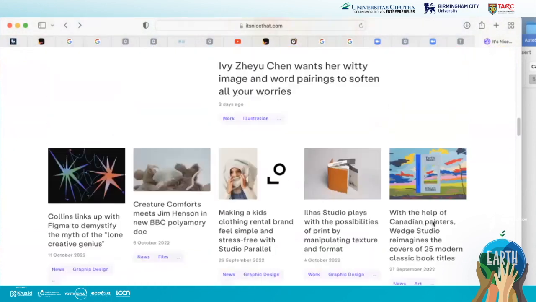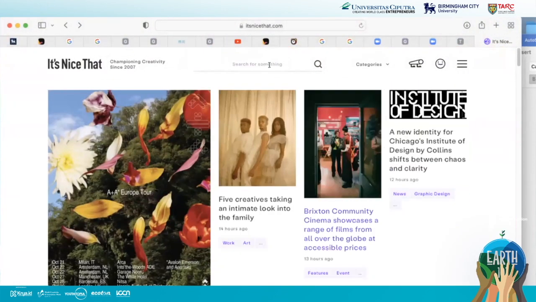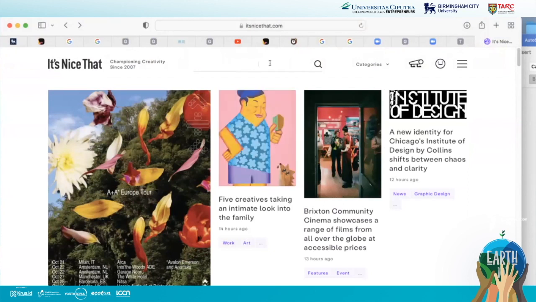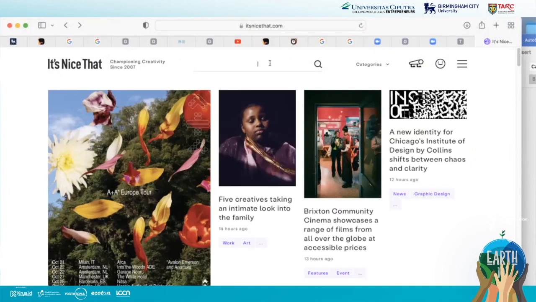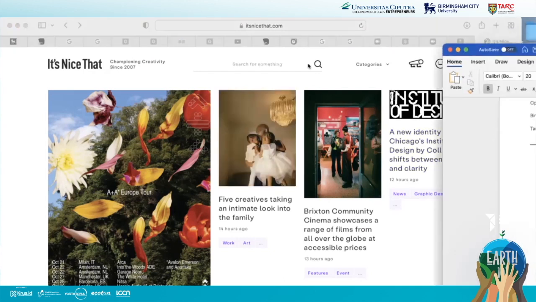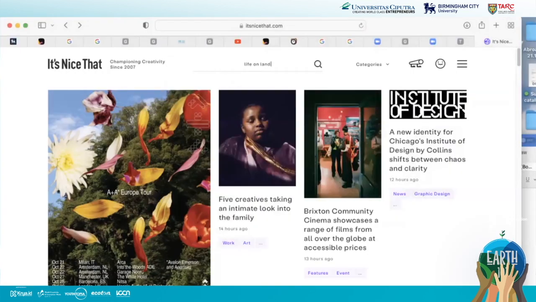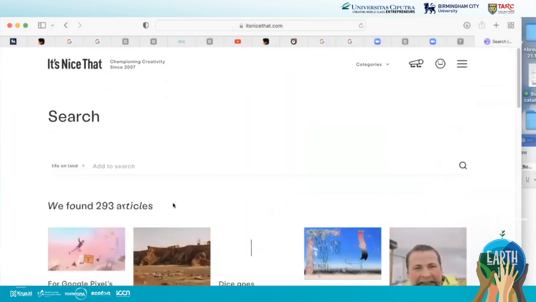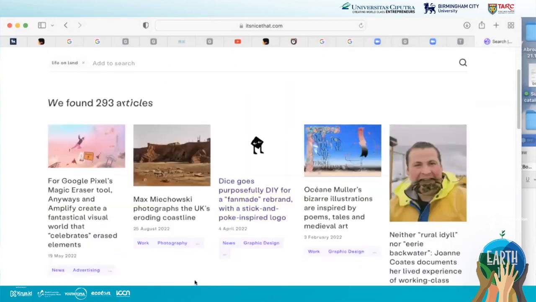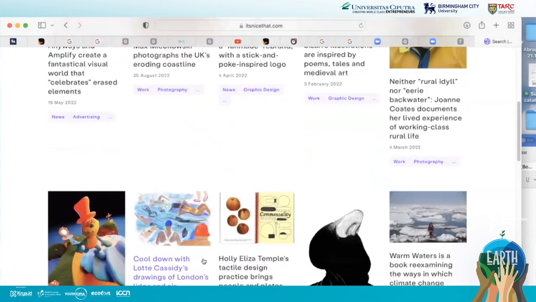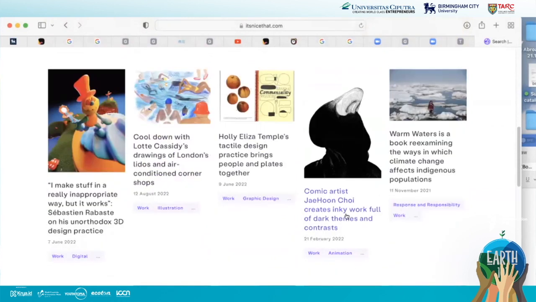It's really interesting. But if you go to the search bar, you can type in anything. So I'm going to put in one of the sustainable goals, for example, life on land. I don't know what's going to come up, but there are 293 articles in different areas of photography, graphic design, advertising that deal with the notion of life on land. Oh, this is interesting. A comic artist, Jan Ho Choi.